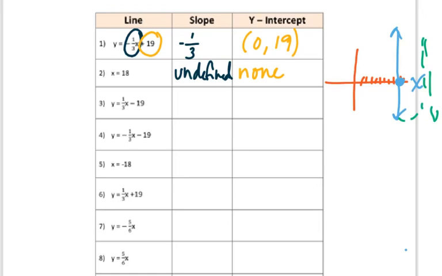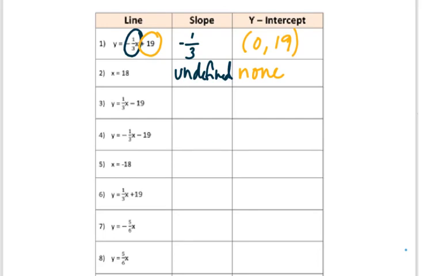I'll do one more of these with you, and then you can try the rest on your own. So number 3, we are back in slope-intercept form. Slope is always the number in front of the x. Y-intercept is the number behind it. My slope in this situation is 1 over 3. My y-intercept sits in the y spot of the ordered pair. It's a -19. Very easy.